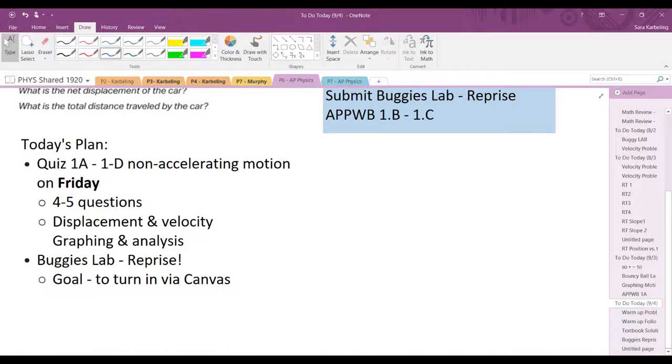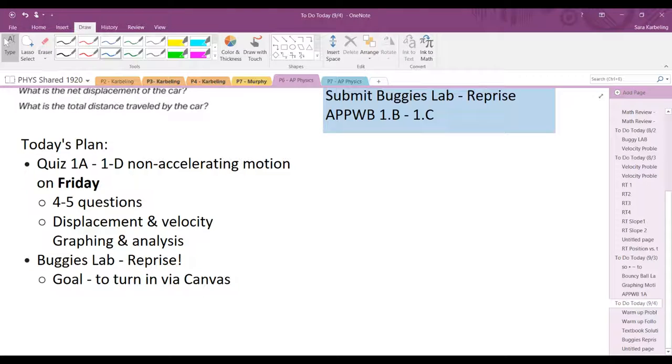I just gave you a pink sheet. The pink sheet is the next 2 pages of the AP Physics workbook, okay? So it's 1B and 1C. That's what I would like you to do for homework tonight, okay? So there isn't homework from your book. It's those 2 pages, front and back.